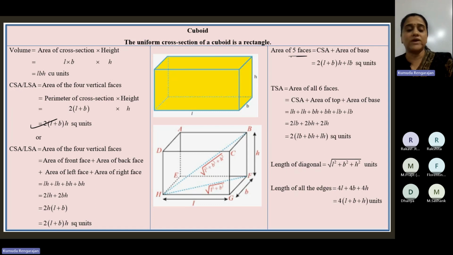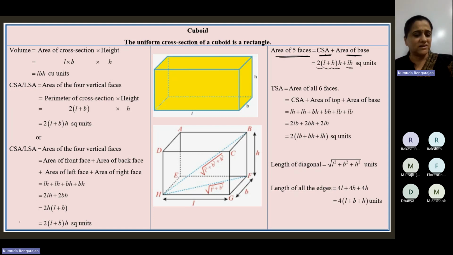Now, the area of the 5 faces. So when it's a cuboid, CSA is always there. CSA is always there, 4 walls. Then with the floor, 5 faces, and with the ceiling, 6 faces. Now, if you want to find the area of 5 faces, it will be the CSA plus the area of the base. So that means 2 of L plus B into H plus LB.